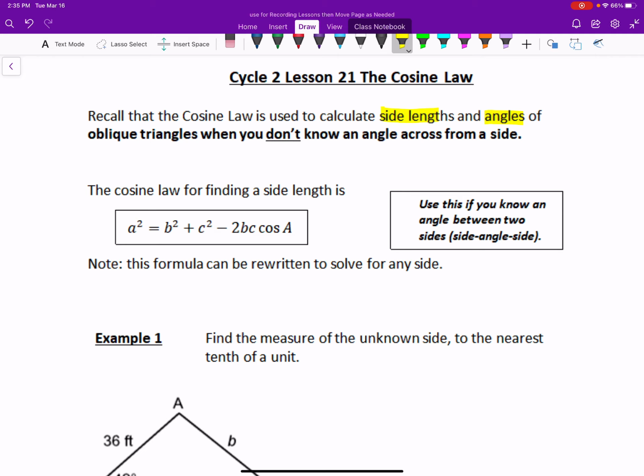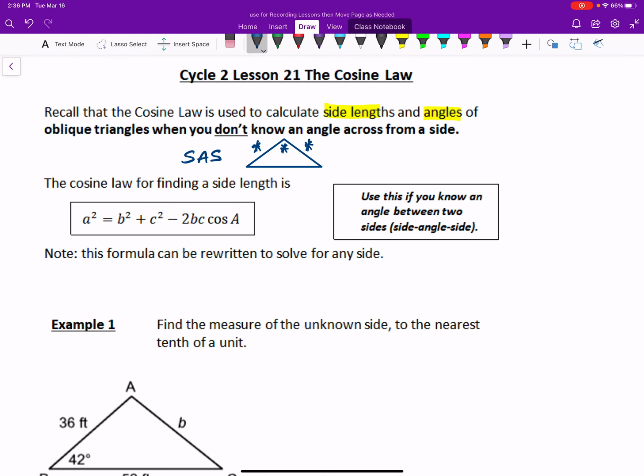Cosine law, basically, there's two situations that we use that. If we don't know an angle across from a side, we must have an angle in between two sides. Let's see if I can draw a little sketch just to represent this. So squeeze it in here, see what happens. All right, so say I know this side and this angle, so an angle between two sides, we call that side angle side, SAS for short.